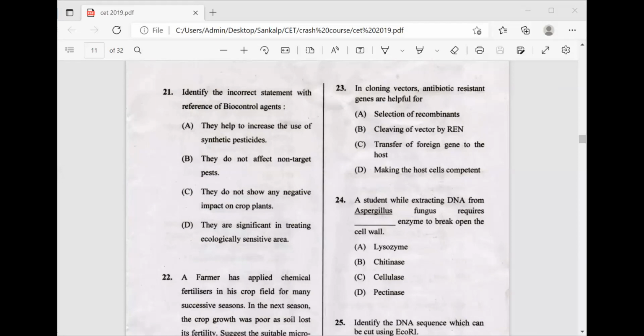Bhairish answered as option A. Kirtana option A. Janvi option C. Fine. What about others? Good. Tasmia said option A. Vani KS said option A. Fine. So the right answer for 23rd question is option A, that is selection of recombinant.